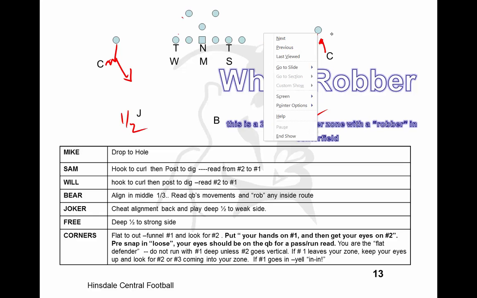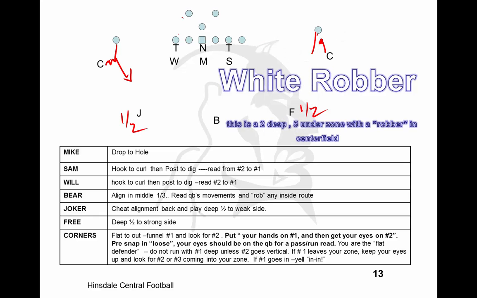Funnel, hands on one, and then your eyes go to number 2. The Will is playing hook to curl. The Sam is playing hook to curl. The Mike is playing the hole. And here's what the robber is. The robber is our bear, or we may substitute in personnel and put another free safety in the game.